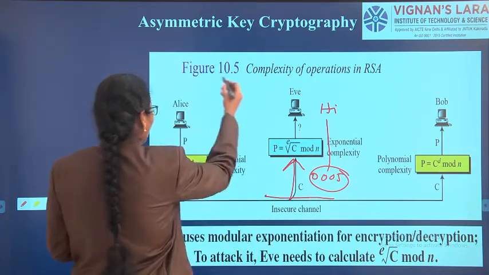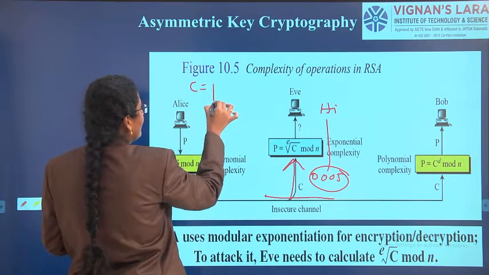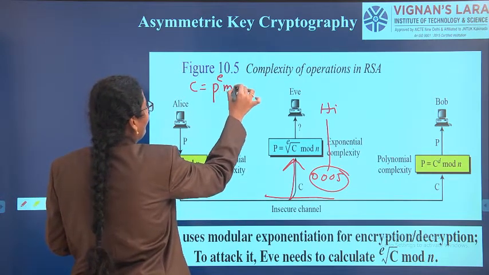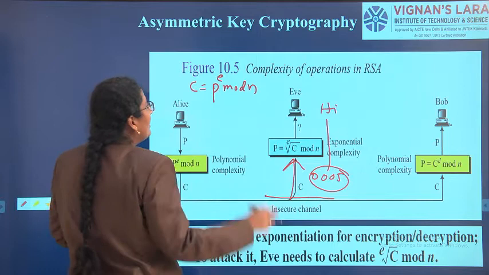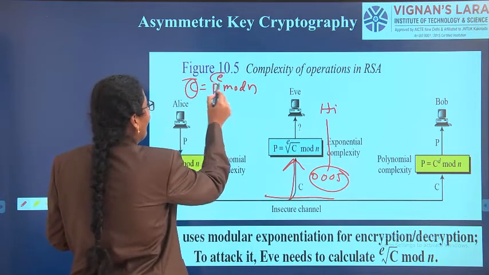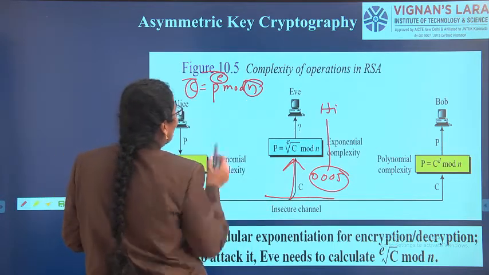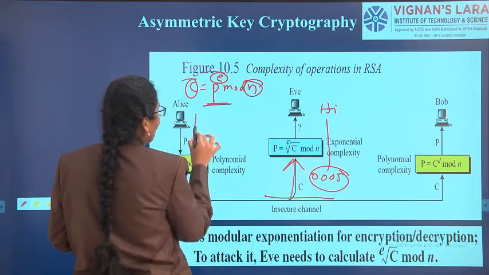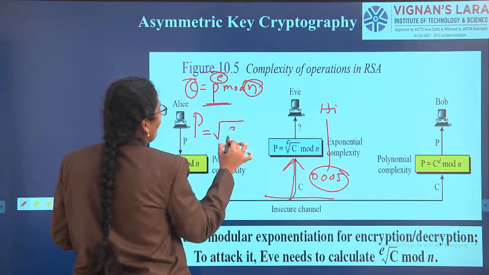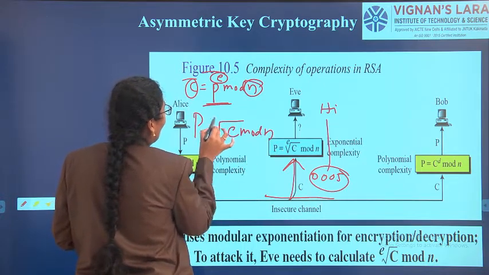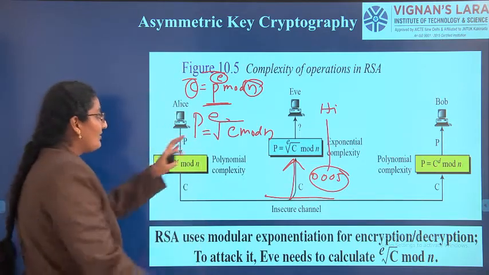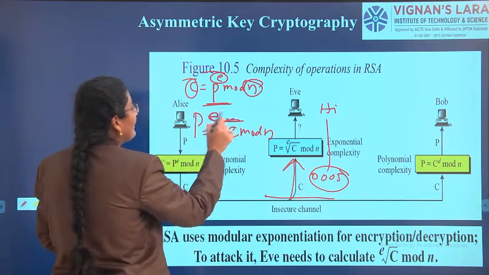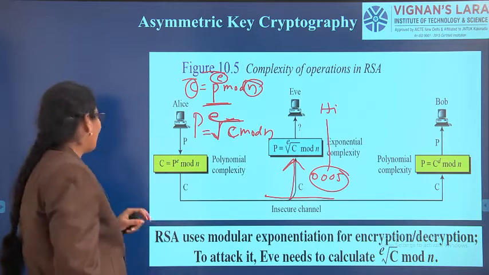Then I have the formula ciphertext equals plain text power e mod n. This formula I know. Now I have the c value, the e value, and the n value. I want to find p. So what is the formula? P equals square root of c mod n, power e. Here, solving the square root of c and power e is a difficult task, and that is the attack we have.